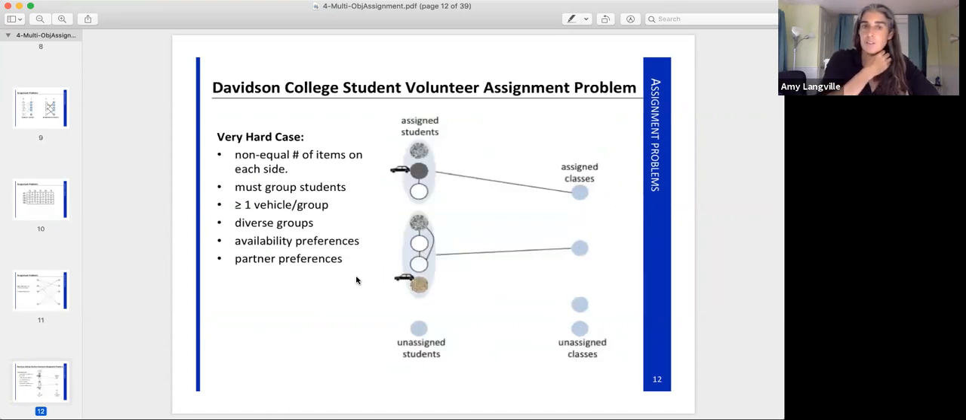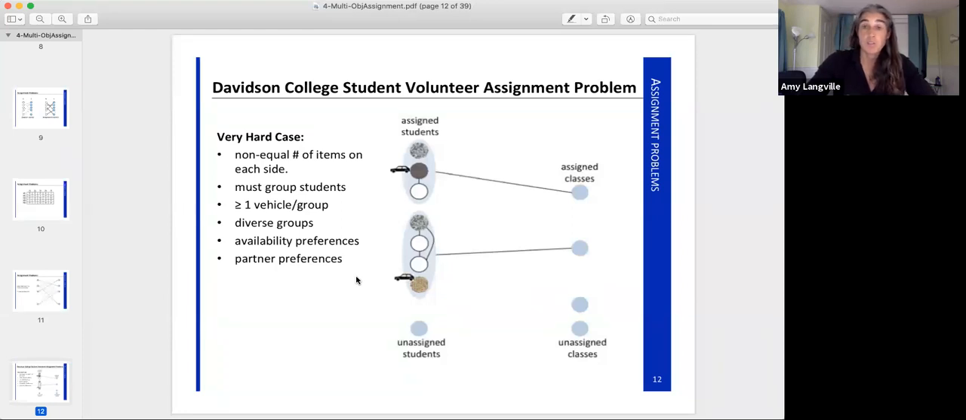Well, here's the Davidson College student volunteer assignment problem. Davidson College, they have a program where the students there have to volunteer, and they fill out a form. And the woman that actually ran the office there used to try to do this by hand, and she asked my colleague Tim Chartier for help, and then he asked me for help because he didn't know as much optimization. He's an applied mathematician, but not an OR person. So we worked on it, and Tori ended up making this part of her thesis.